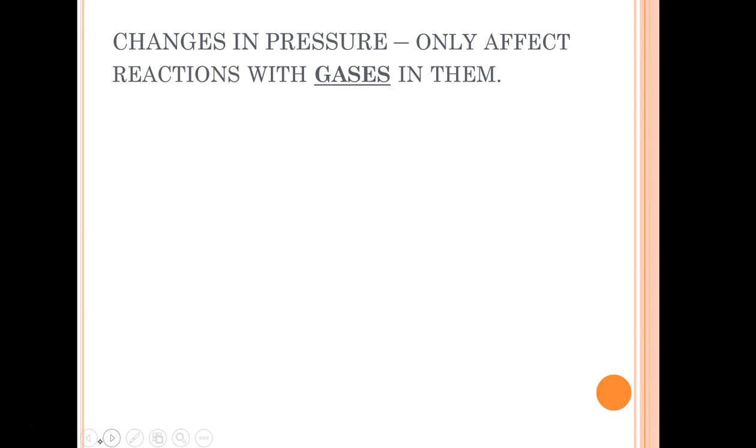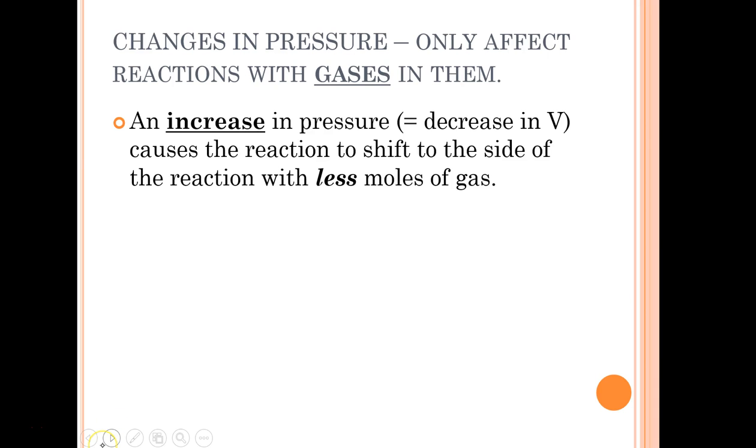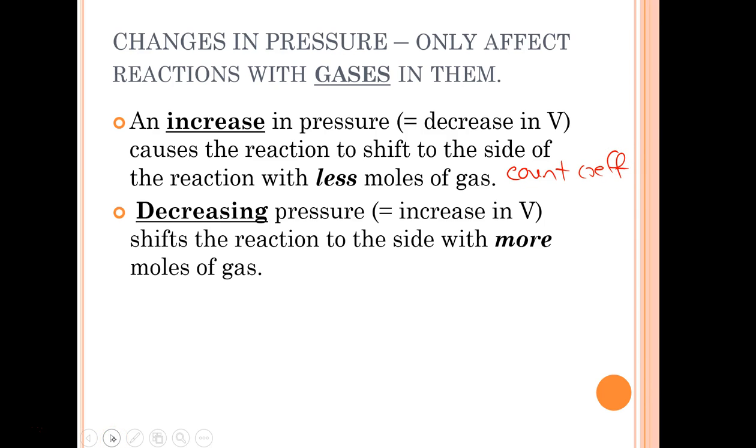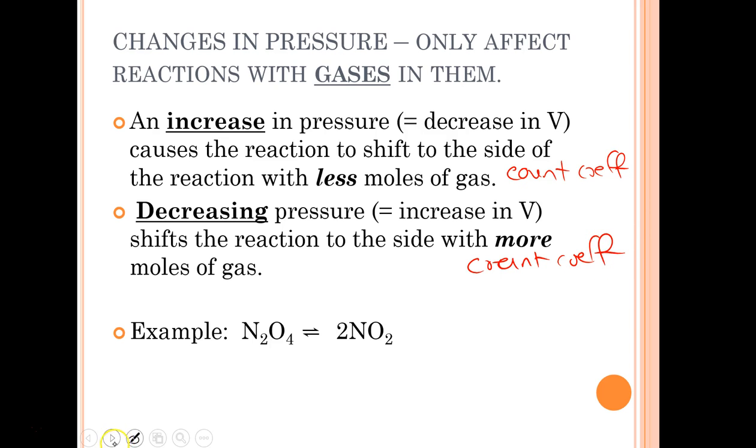So let's talk about these stresses. If you change the pressure, it only affects reactions with gases in them. If you increase the pressure by decreasing the volume, it's going to cause the reaction to shift to the side with the least number of moles of gas. So here's where you're going to count coefficients. Decreasing the pressure has the opposite effect. It goes to the side with more moles. You again count coefficients.